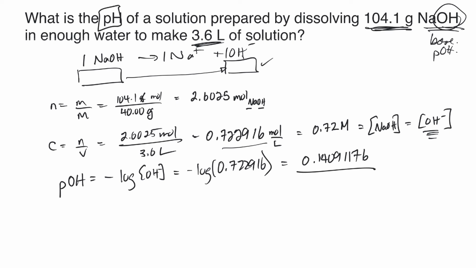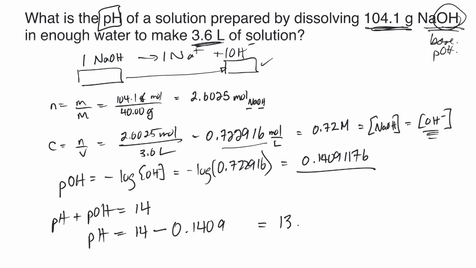So to determine the pH, I can use this formula: pH plus pOH gives you exactly 14. So the pH is going to be equal to 14, take away the 0.1409, etc. And when you do that, it comes out to 14 take away my answer, 13.85908824.